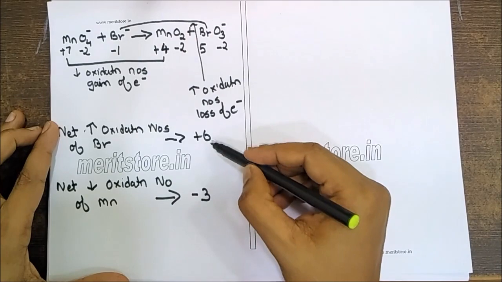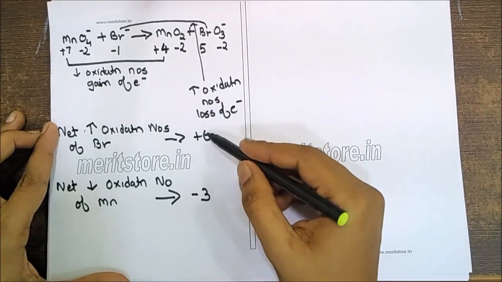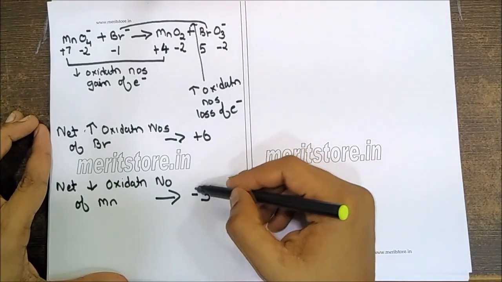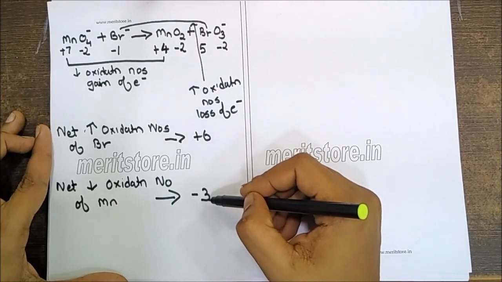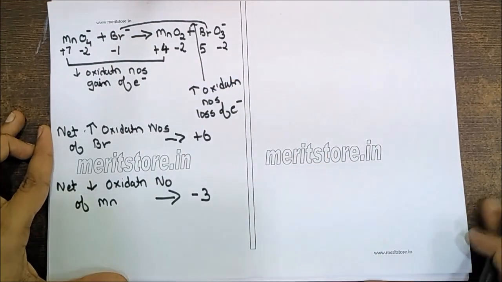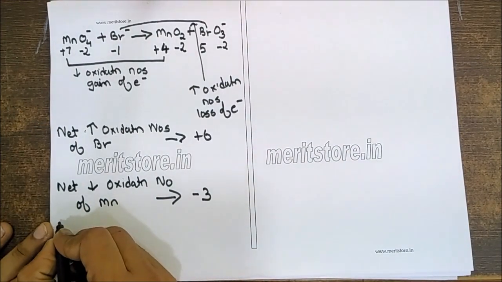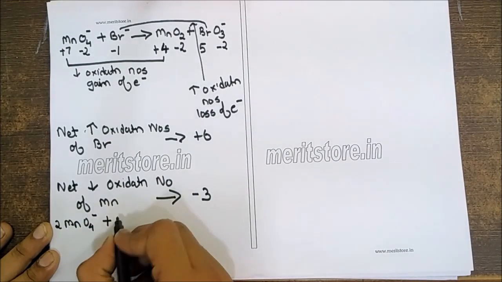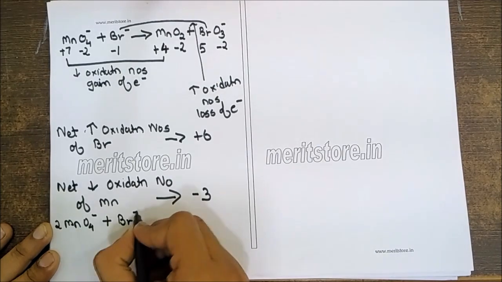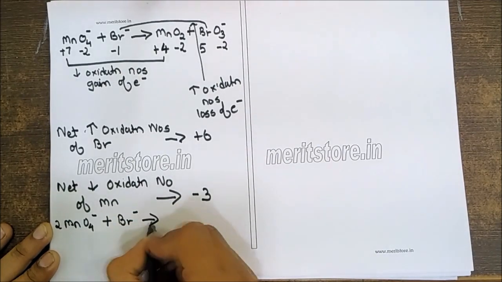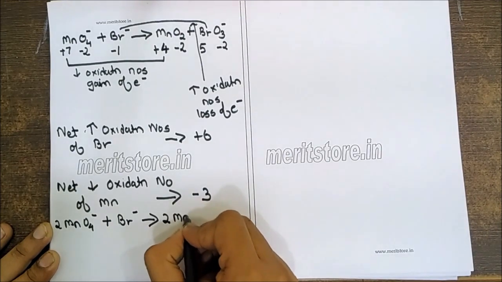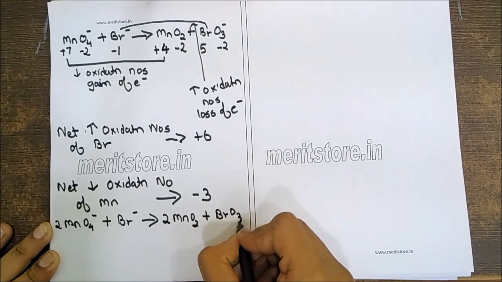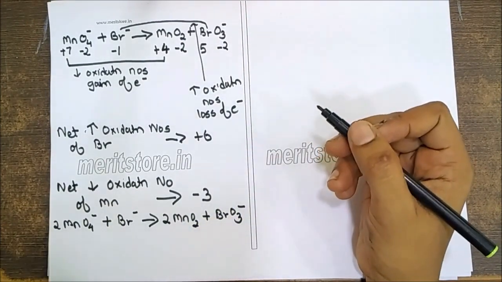Okay. Now we need to make the net increase and decrease the same. So in order to make this 3 into 6, we will have to multiply 3 by 2. So Mn we are going to multiply by 2. So this will turn out to be 2MnO4^-, Br^-, and Mn I am multiplying by 2, so this is 2MnO2 plus BrO3^-. Now the net factors have become the same.